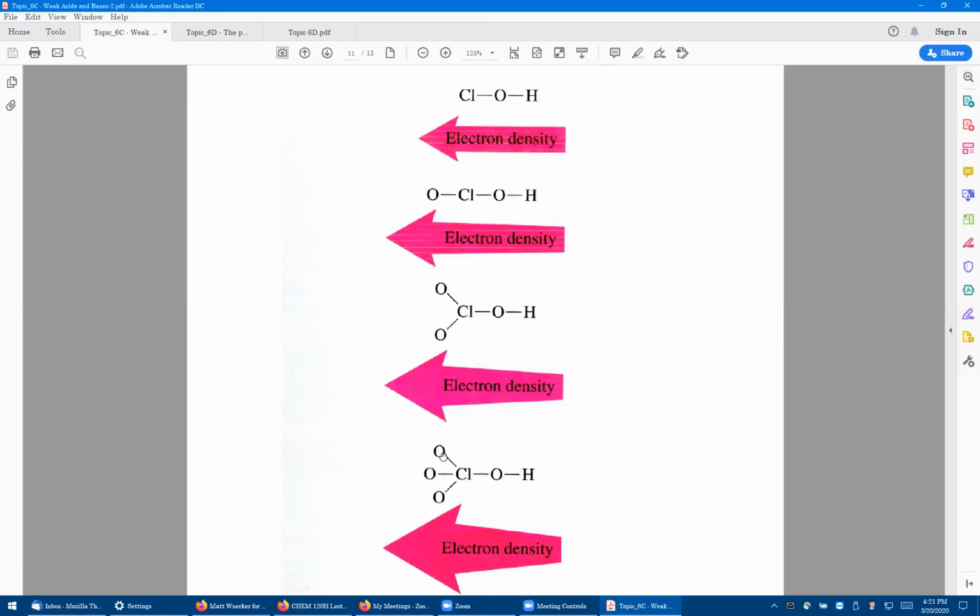And finally, if there are three oxygens on the chlorine, this is perchloric acid. Perchloric acid is a very strong acid. Its Ka is on the order of 10 to the 10th or something like that. And you can see what effect there is of what are called electron withdrawing groups, the oxygens in this case, because of the high electronegativity of oxygen, it withdraws electron density from the OH bond and makes the bond weaker and weaker and very weak down here.